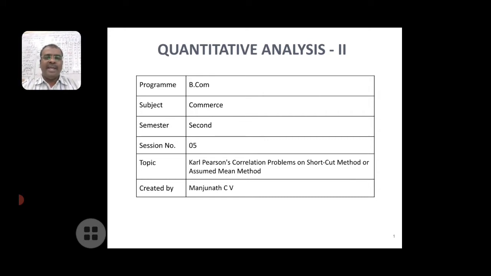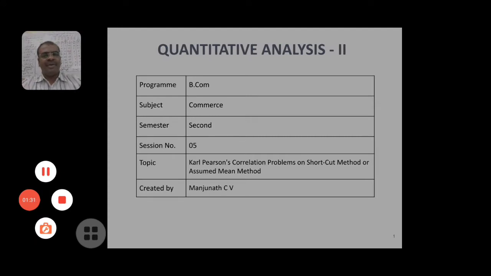This topic is a part of chapter 1, correlation analysis, in the subject quantitative analysis 2. So without wasting much time, let us straight away get into solving the problems on correlation coefficient.